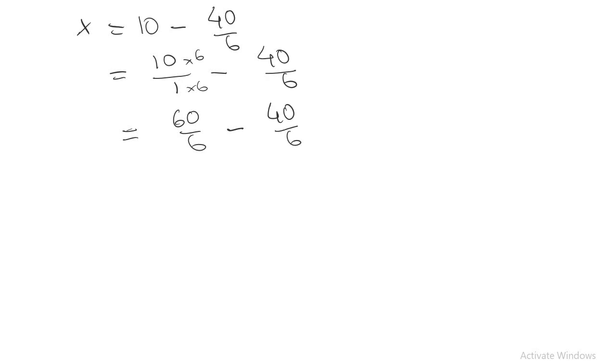Now we have the same denominator, we can just take away. That would be 20 over 6. We can simplify this a little bit. So if you divide the top and the bottom by 2, we can get 10 over 3. Or if you want a mixed fraction, we can have 3 and 1/3.